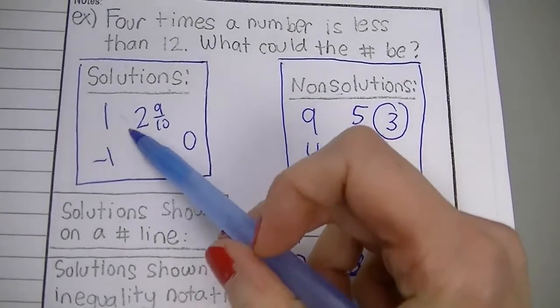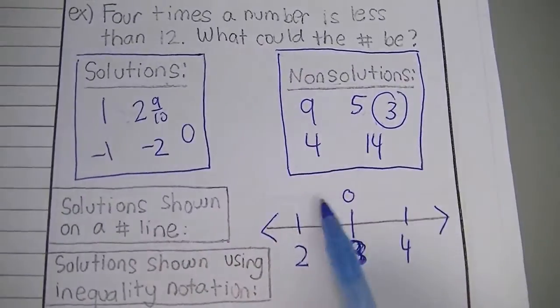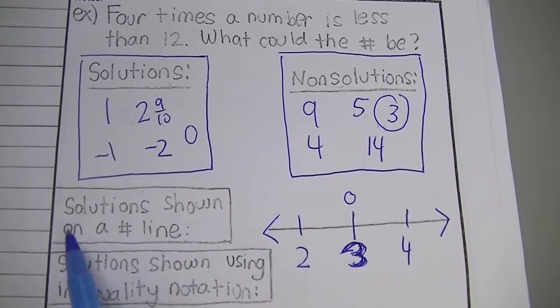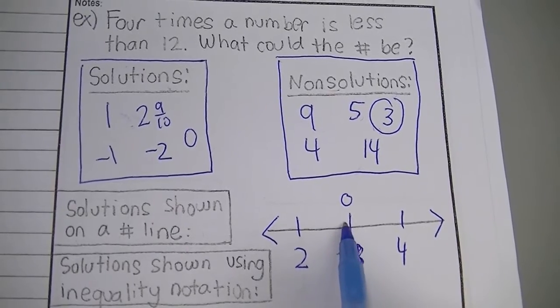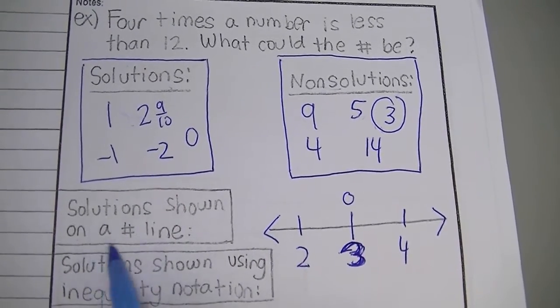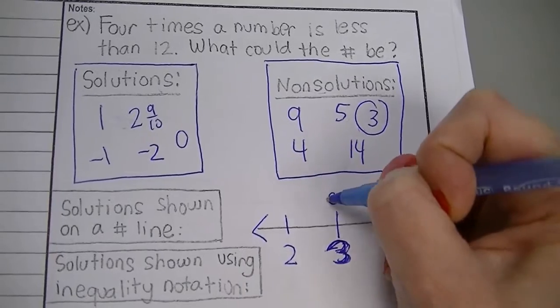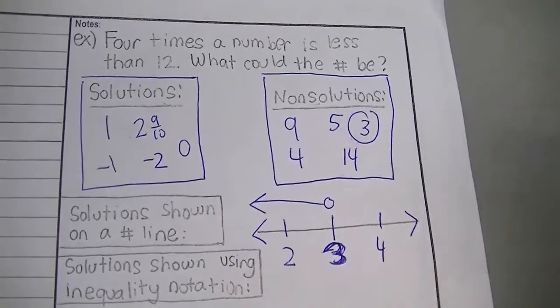And look at your solutions over here. Where do they lie on the number line? Well, 1 is over here to the left. Negative 1's over here. 0 is like right here. 2 and 9/10 is like right there. Negative 2 is like over here. All right, so all those answers, solutions to this inequality, will lie to the left.